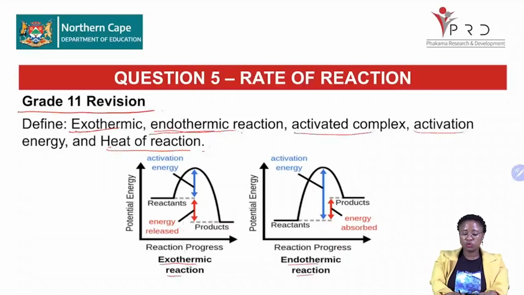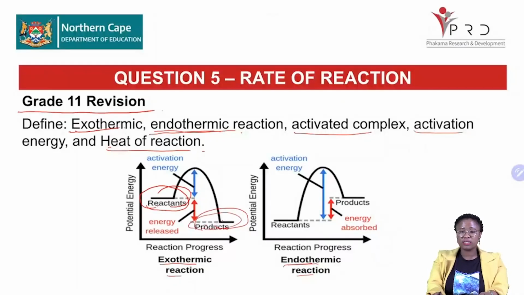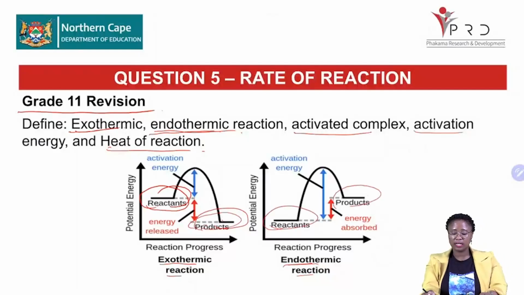It's very important to take note that in an exothermic graph, you have more of the reactants than the product. Okay, you have actually more reactants and less products. And then under endothermic reactions, you have less reactants and more products. So it's very important to remember all of that.